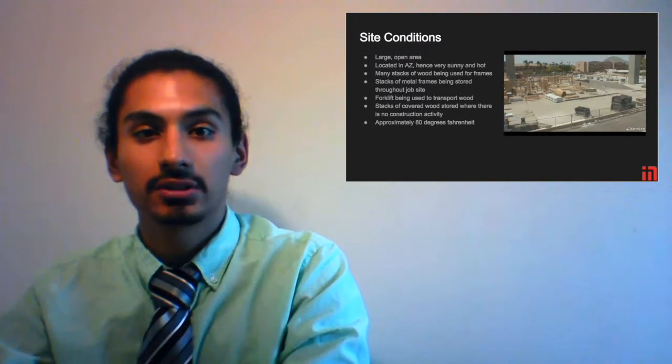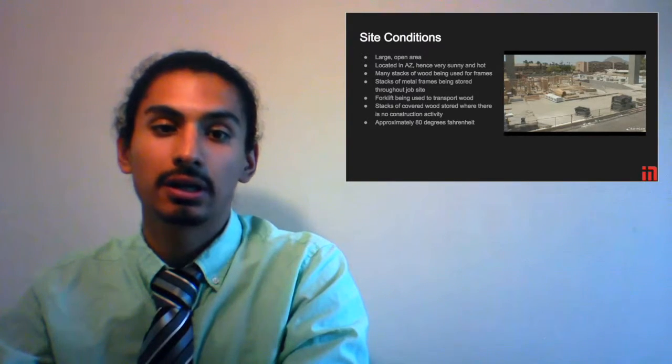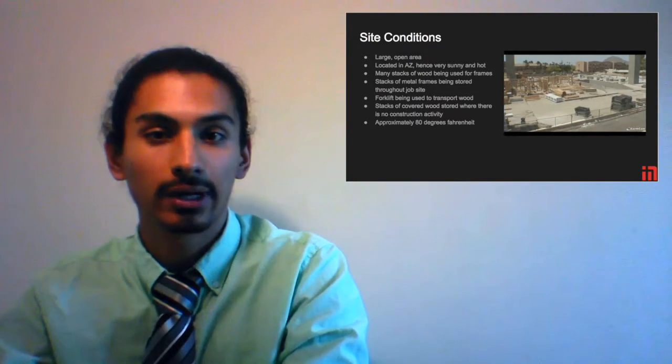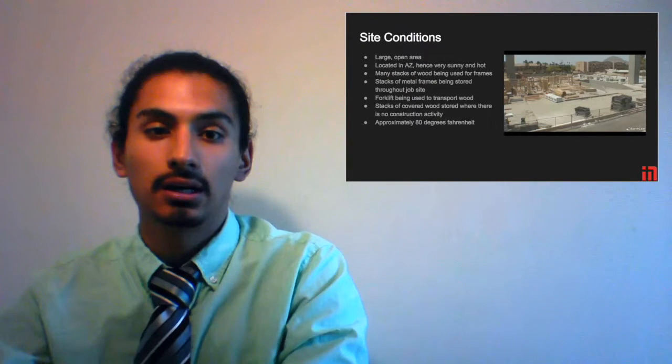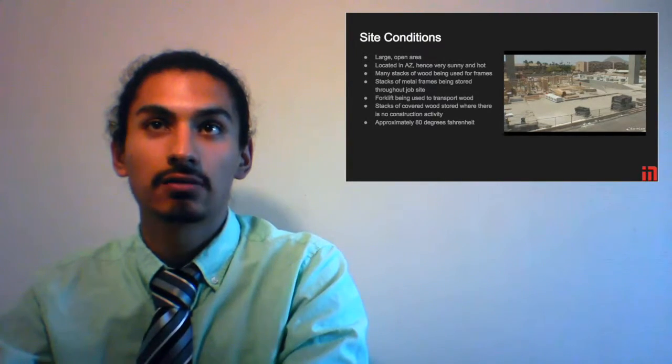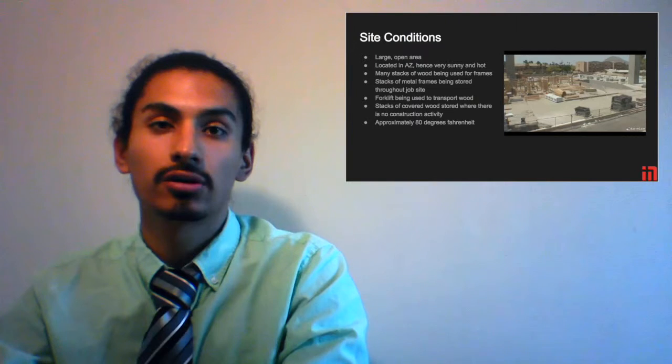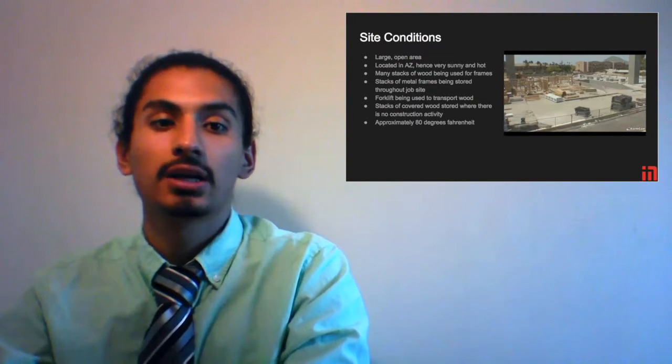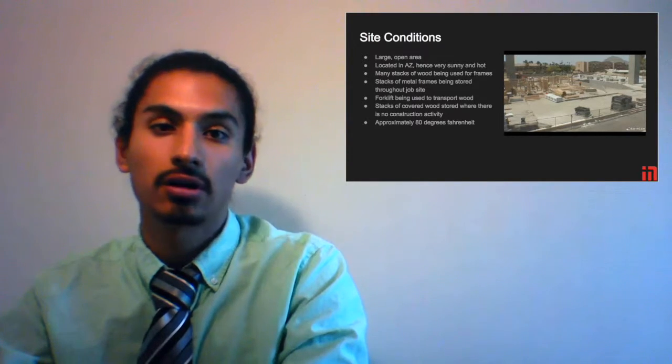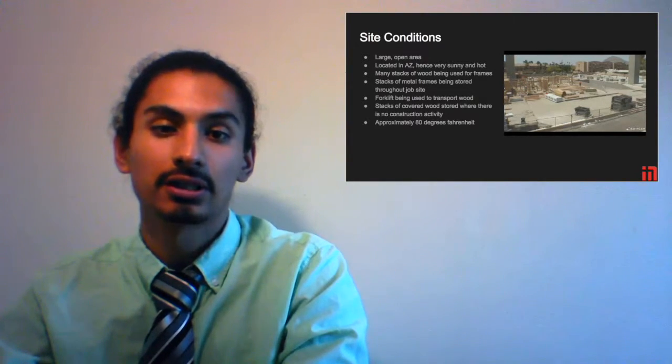There are also a lot of materials that are not being used at the moment, such as extra wood panels and some metal frames. These are stored kind of off center in order to have them away from the main work area. Some of these materials are covered or uncovered depending on whether or not they're being used at the moment.